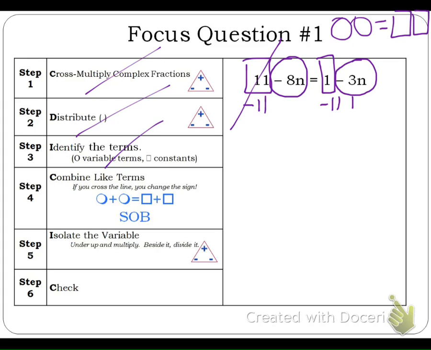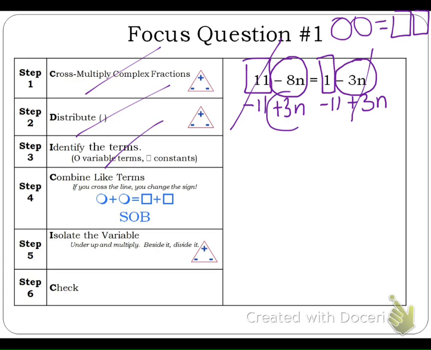So just like the constants where I had to change the sign, I need to do that with a whole variable term. So I write positive 3n so that I can get rid of it from this side of the equation, but I need to move it over here with the other side of the equation as positive 3n.